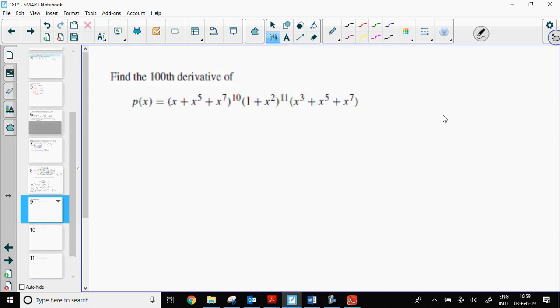Whoa, yuck! What do you make of this thing? Find the 100th derivative of this ugly function. Okay, there's got to be a trick to something like this, right? Of course there is.